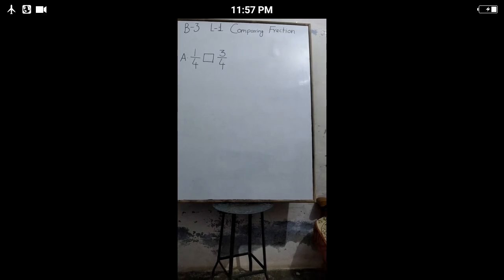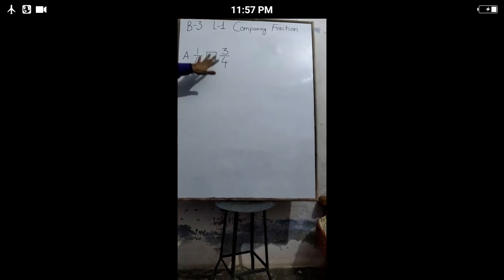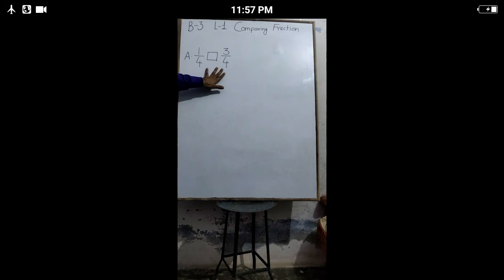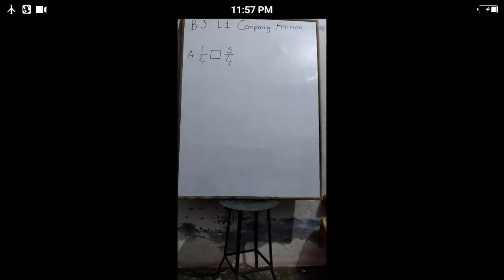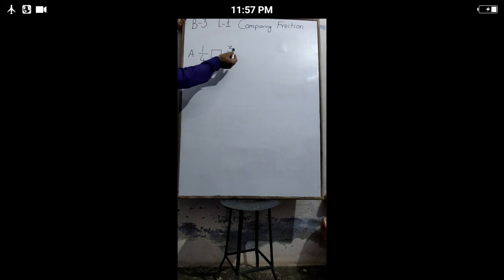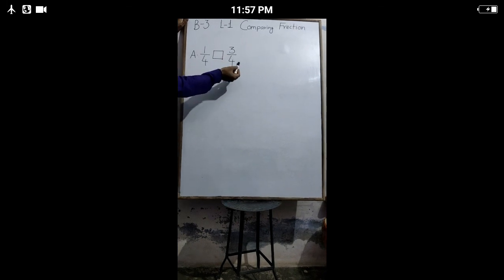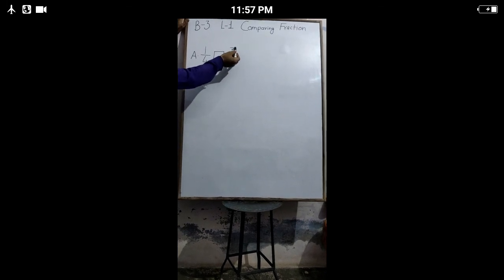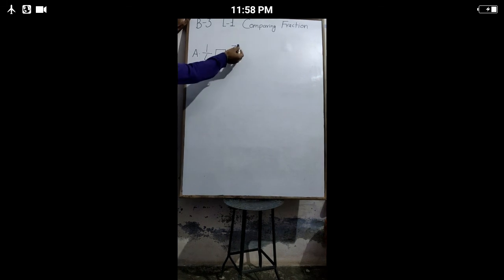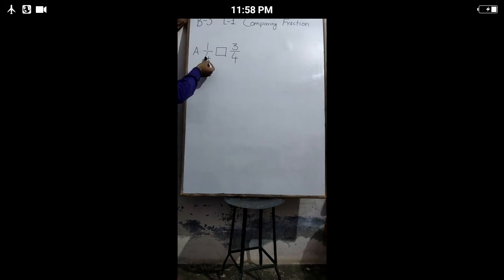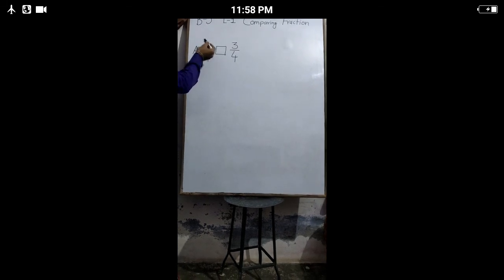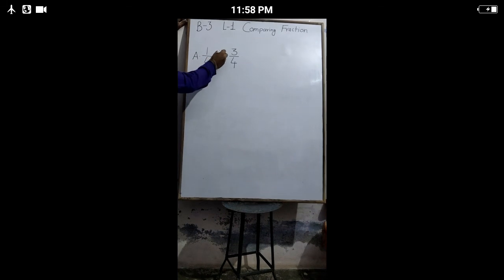So children, here you can see both fractions have the same denominator. Children, the fraction which has the bigger numerator is the bigger fraction. So 3 upon 4 is bigger than 1 upon 4 because 3 is bigger than 1. So 3 upon 4 is the bigger fraction.